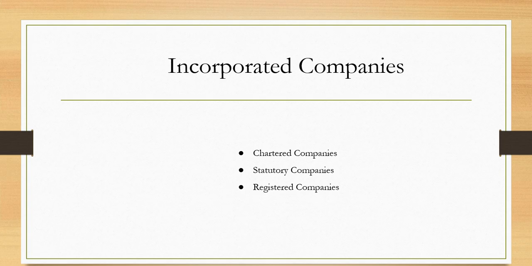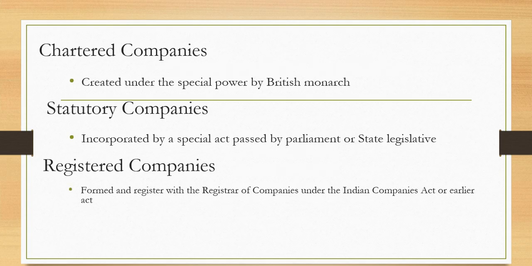Incorporated companies are categorized as chartered company, statutory company, registered company. So chartered companies are created under the British monarch. Statutory companies are created under a special act passed in Parliament or state legislature. Registered companies are registered under the Indian Companies Act or any earlier acts.